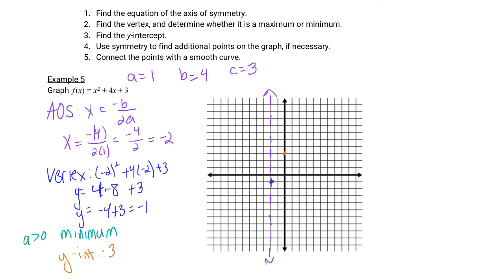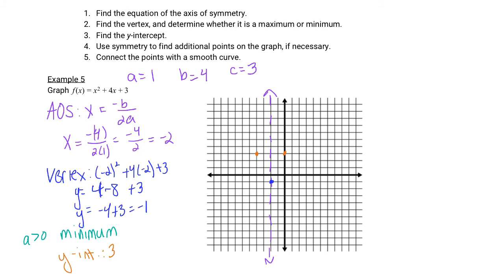Use symmetry to find additional points on the graph. So if we see that our y-intercept is 1 to the right, there's one empty line, and then the y-intercept is at 3. I can go the same number of spaces to the left of the axis of symmetry and have it be in the same spot because it's symmetrical. So the axis of symmetry is going to go right in the center, and an equal distance on either side is going to be that point the y-intercept gave us.